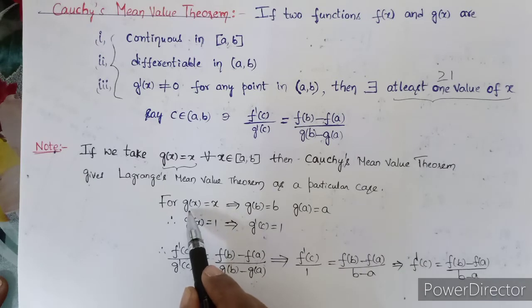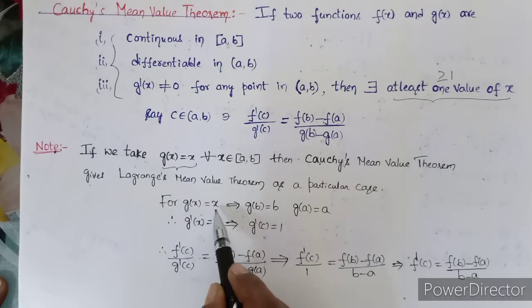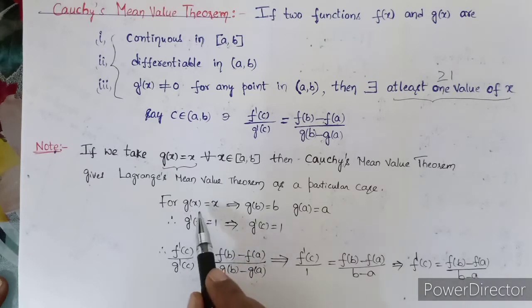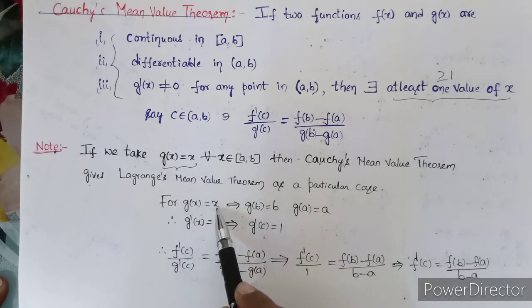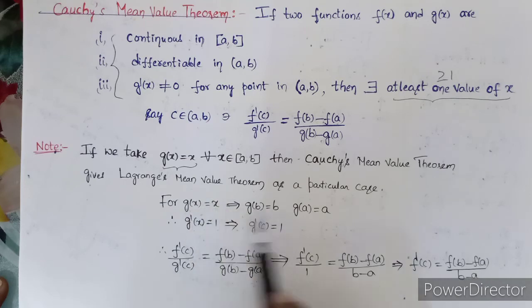For example, g of x is equal to x. On differentiating on both sides, g dash x is equal to derivative of x, which is 1, with respect to x. We are differentiating on both sides. g of x is equal to x implies g of b equal to b, g of a is equal to a. g dash x is equal to 1 implies that g dash c is also equal to 1, on substituting in place of x, we are replacing x by c.